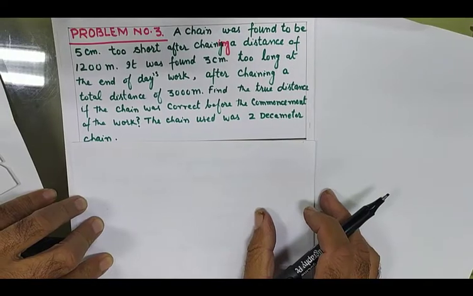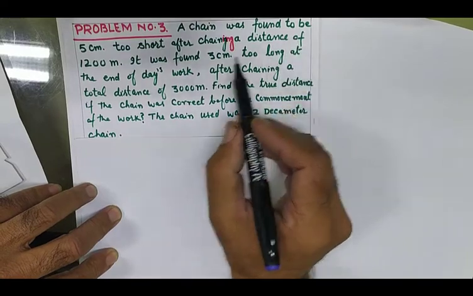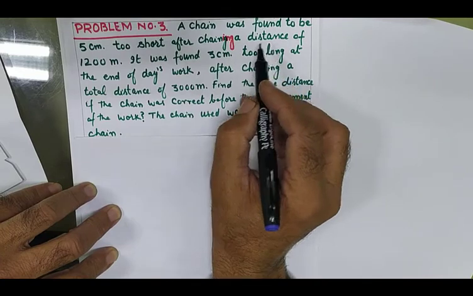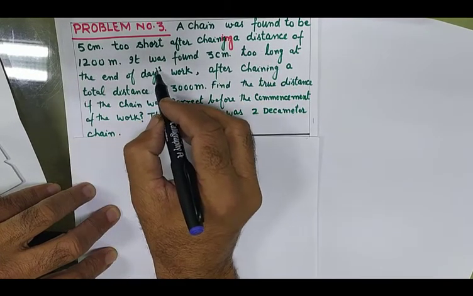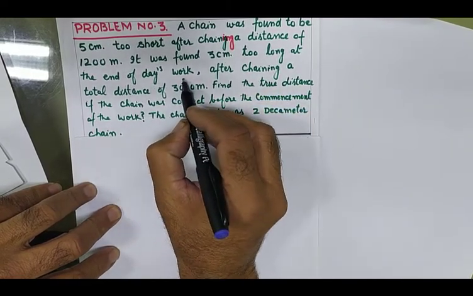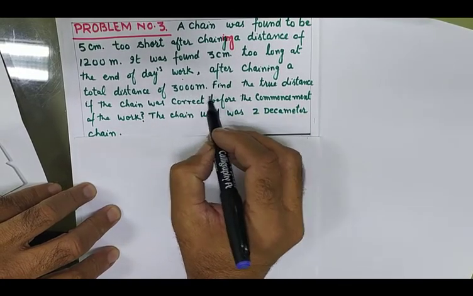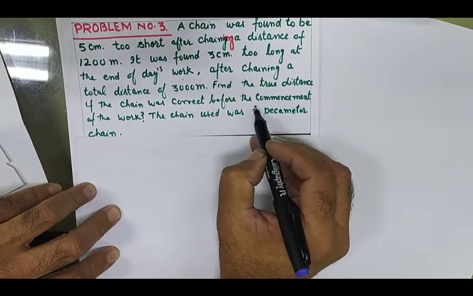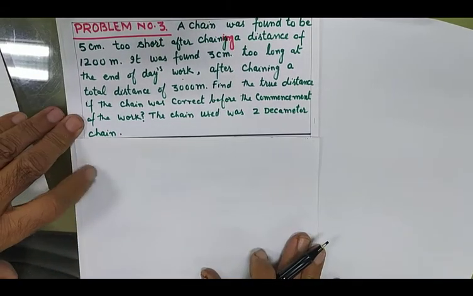Hello guys. Now the problem number 3: the chain was found to be 5 centimeter too short after chaining a distance of 1200 meters. It was found 3 centimeter too long at the end of the day's work after chaining a total distance of 3000 meters. Find the true distance if the chain was correct before the commencement of the work. The chain used was a 2 decameter chain.